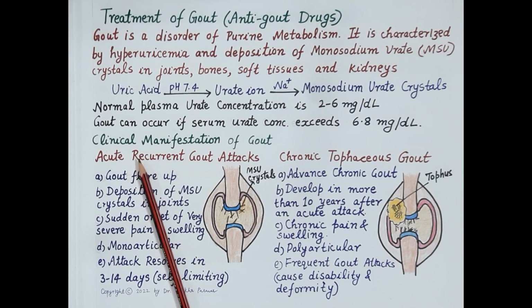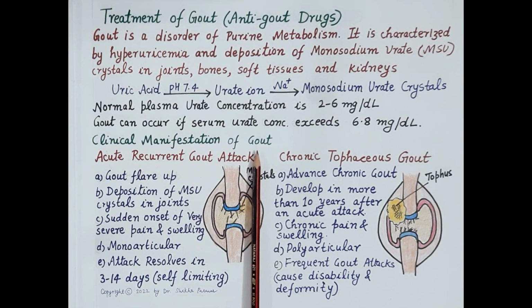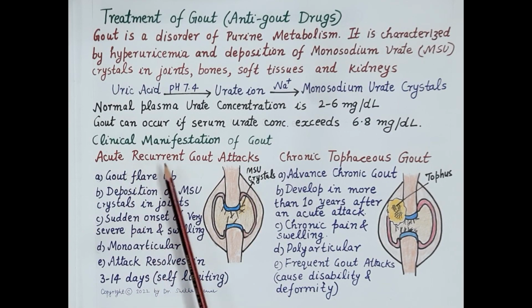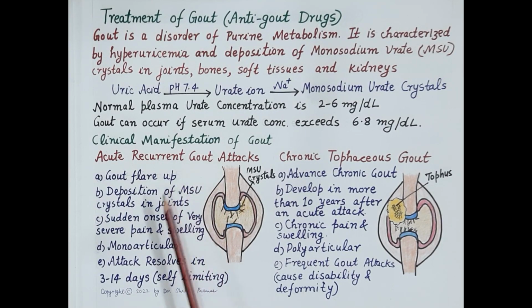Now, very important, let's discuss clinical manifestations of gout so as to understand its treatment. Now, gout is broadly manifested as acute recurrent gout attacks and chronic tophaceous gout. Now, let's first understand what is acute recurrent gout attack. Now, it can also be termed as flare-up of gout disease. That is, symptoms of gout like pain, swelling, they flare up. Intensity of these symptoms increases, and as the severity of gout increases, frequency of these attacks also increases. So these attacks are termed as recurrent attacks.